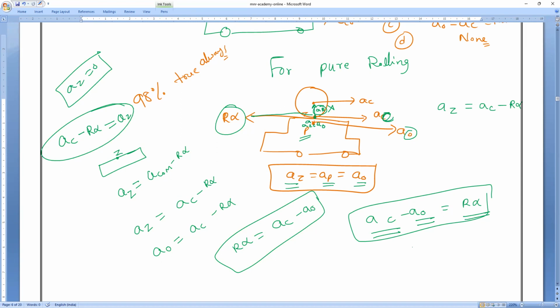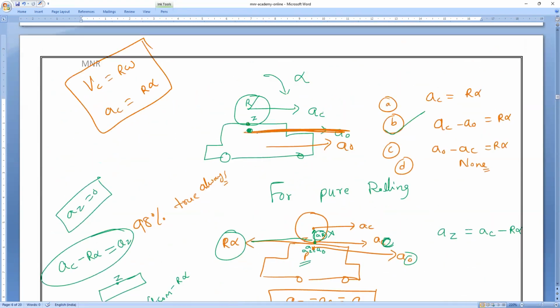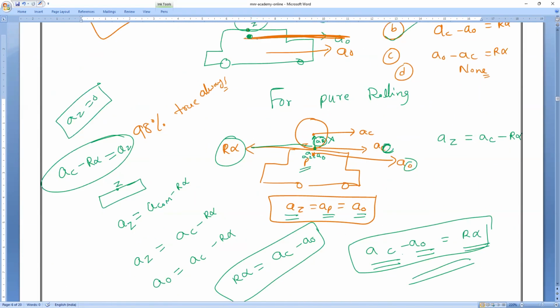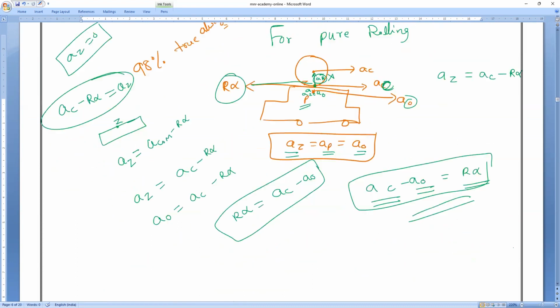I hope you all understand. Anybody having doubt, you can ask me. Are you clear for those? Understanding? So this is for 98% of cases. This is the formula, always acceleration. This is the formula which is true. You have to solve it.